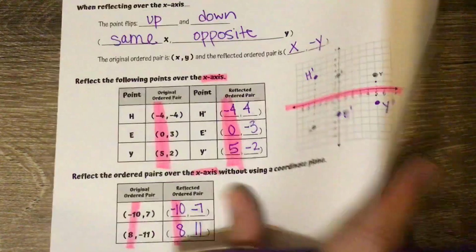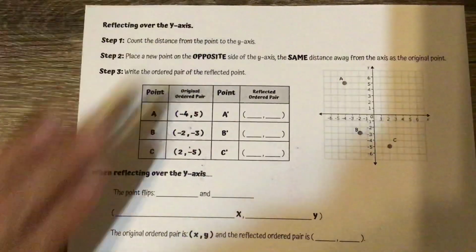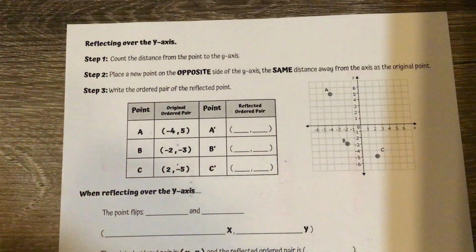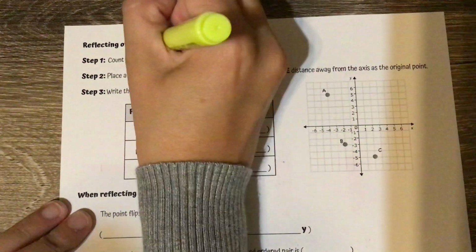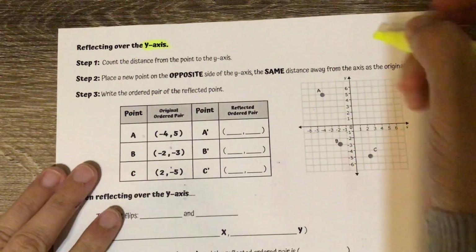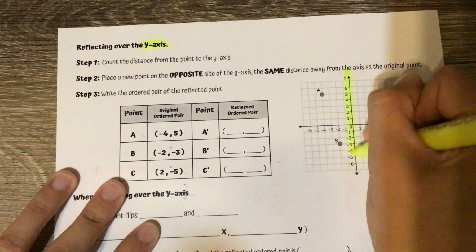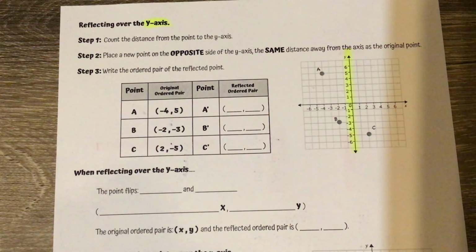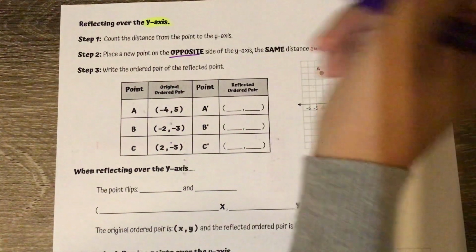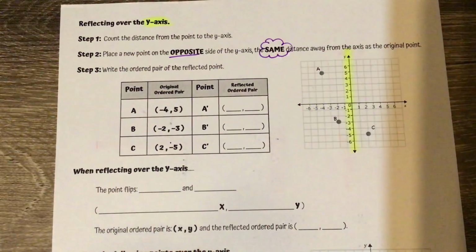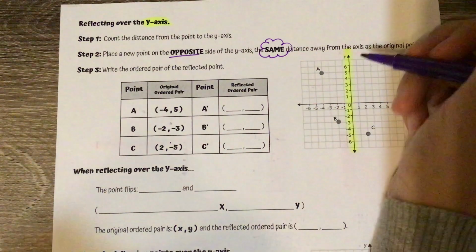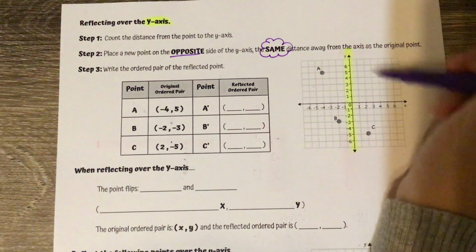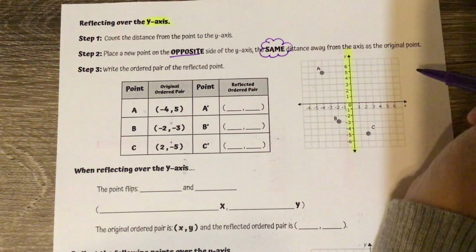So that was with the x-axis. Let's look at it with the y-axis. So this time I'm highlighting the y-axis, which is our vertical axis. Same exact procedure. We're counting the distance, putting the new point on the opposite side, the same distance away. So if I'm plotting these points, starting with A, this time instead of going up and down, we're going right and left. Since this one's to the left, we're going to move it to the right.